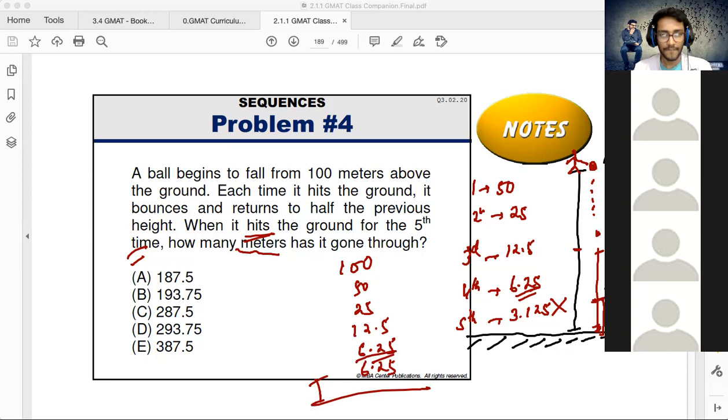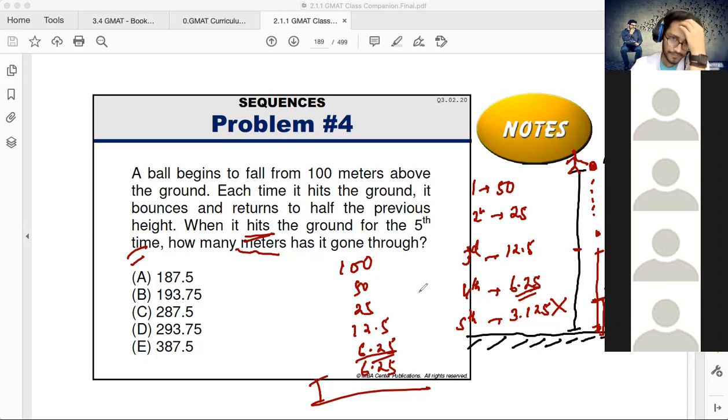I'm asking why we are taking 6.25 twice, because it's just asking how many meters it has gone through prior to hitting the fifth, once it hits the ground for the fifth time. So after the fourth bounce, where you moved 6.25, you have to hit the fifth time also, no? The ball will come down for the fifth time. So what distance do you have to travel? 6.25 only, no? Because you are falling from 6.25. That's why I added it.